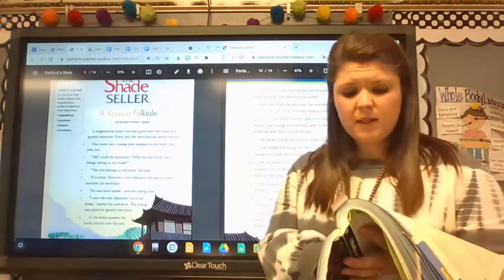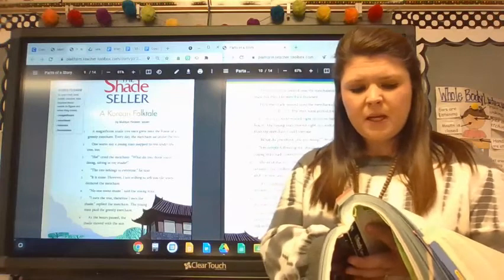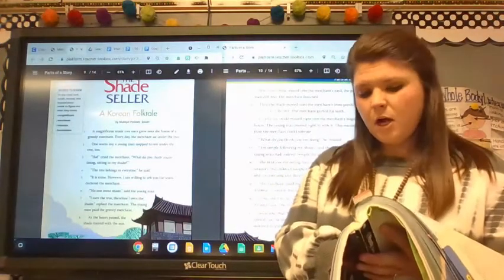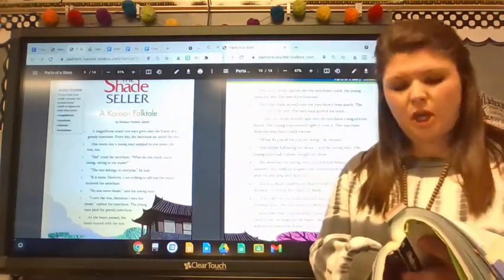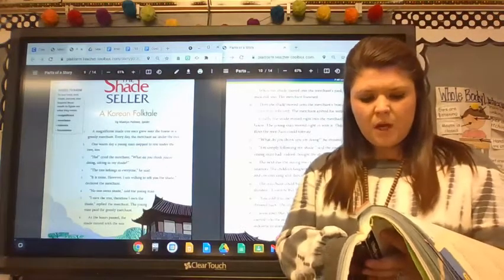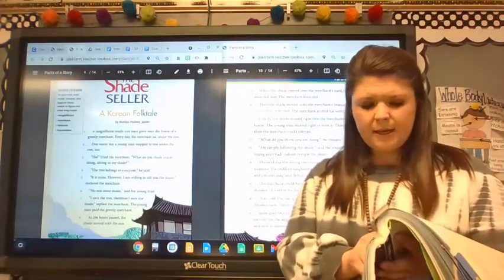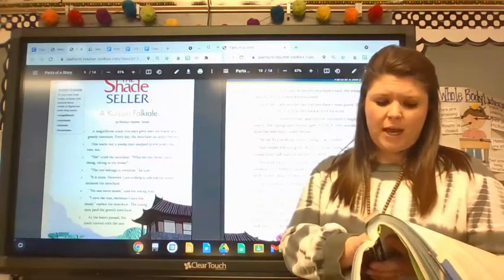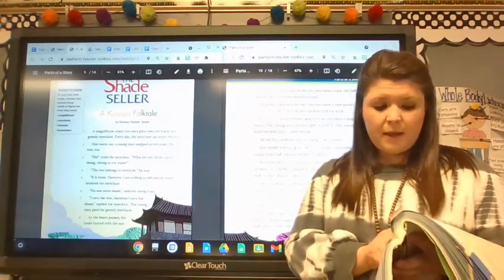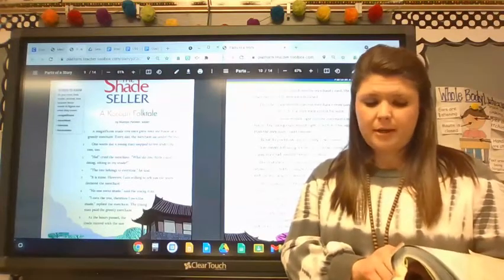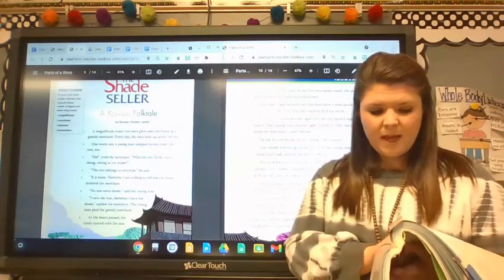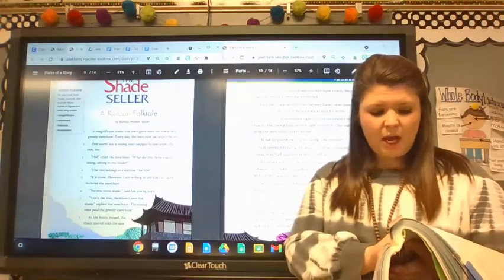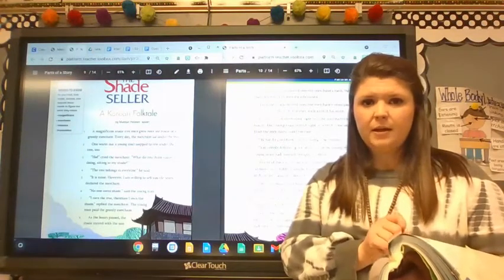"The tree belongs to everyone," he said. "It is mine. However, I am willing to sell you the shade," declared the merchant. "No one owns shade," said the young man. "I own the tree, therefore I own the shade," replied the merchant. The young man paid the greedy merchant. As the hours passed, the shade moved with the sun.